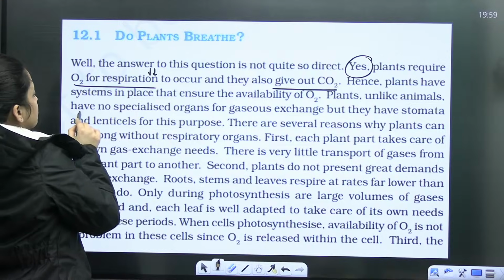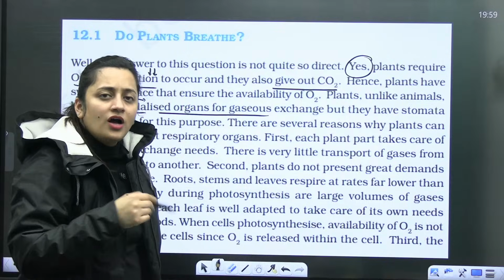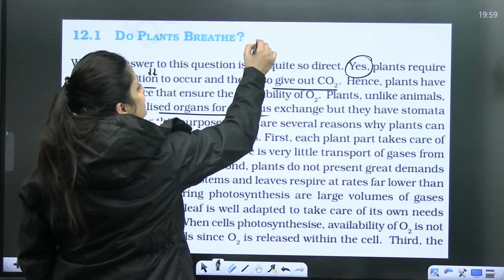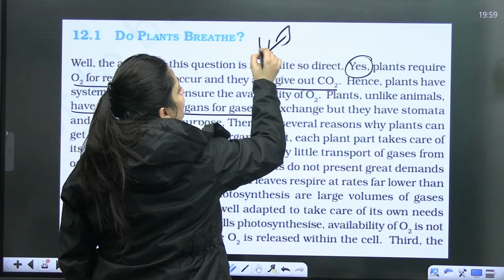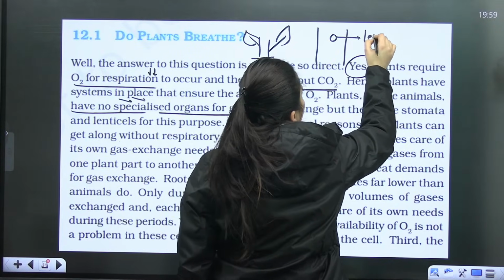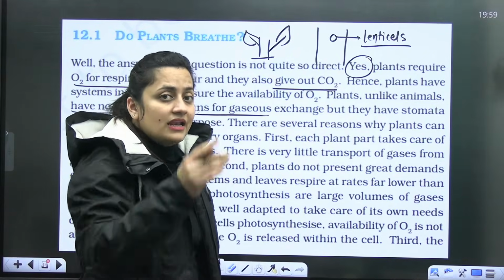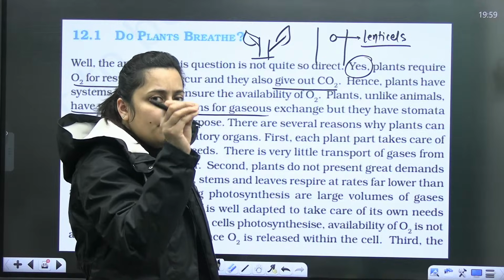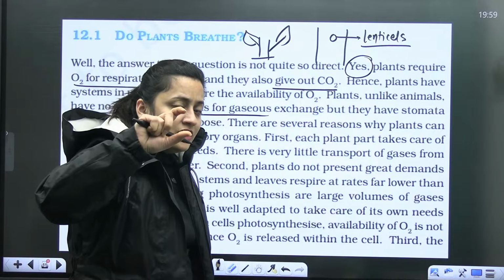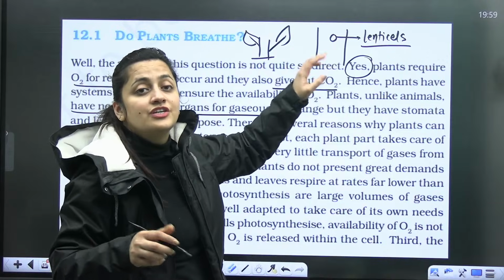Unlike animals, plants do not have any specialized organ for that. Like we have the lungs, they do not have anything like that. Why is it so? Because each and every part is capable of fulfilling its own needs. If I talk about the stem, we talk about some pores, lenticels. If you see a woody plant, there will be the bark there, which is a non-technical term, but in between you will see that living tissue is also there. They form the lenticels through which gaseous exchange can be done.